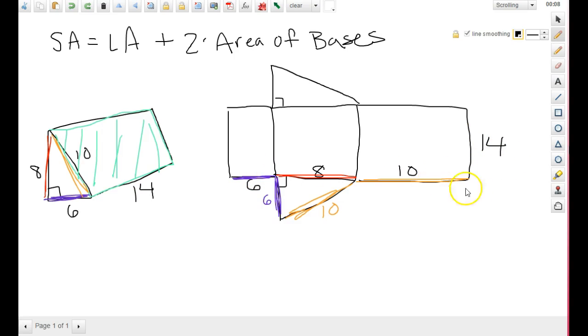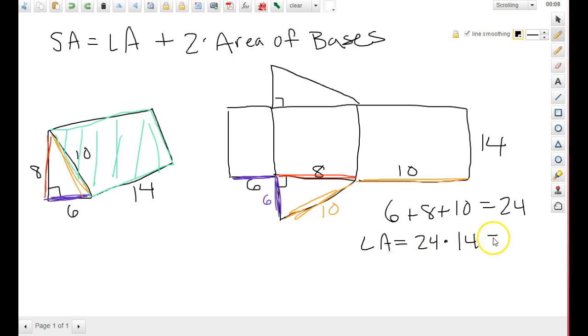So if they ask us for lateral area, it was the perimeter times the length of the prism. So perimeter is going to be these 6, 8, and 10. On the net, it's this long side of the rectangle. So 6 plus 8 plus 10 is 24. And then for lateral area, we'd have 24 times the 14, which will give us 336. So if it asks for lateral area, we'd stop there.